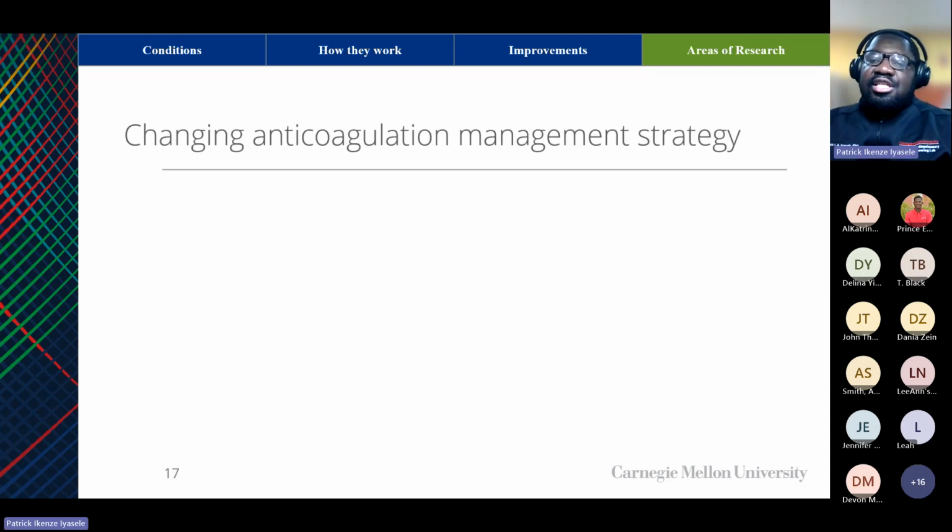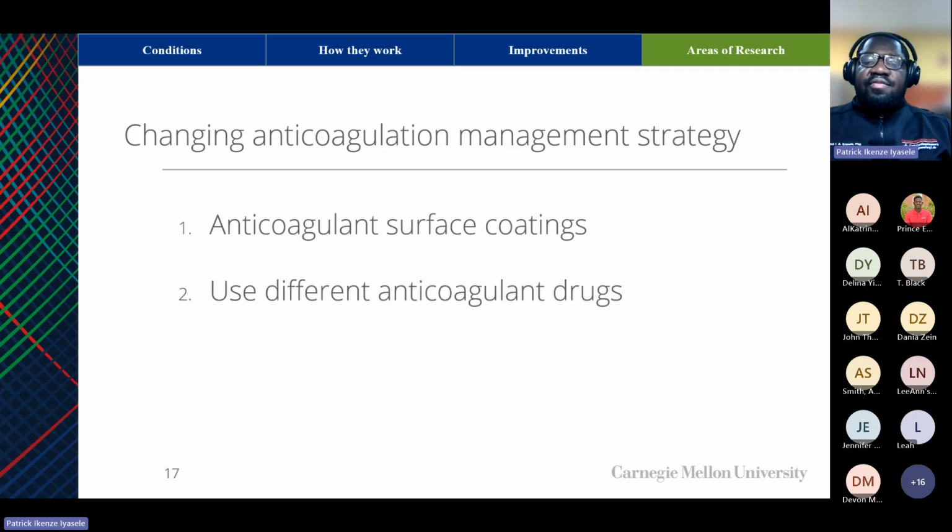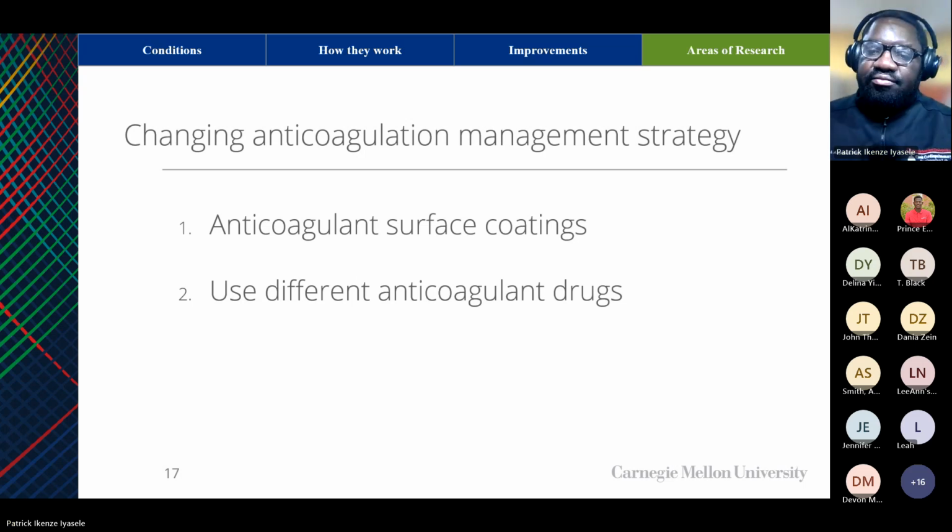Our strategy to create simpler and safer anticoagulation management is twofold. Our plan is to test anticoagulant surface coatings and explore using previously discovered anticoagulant medications with ECMO.